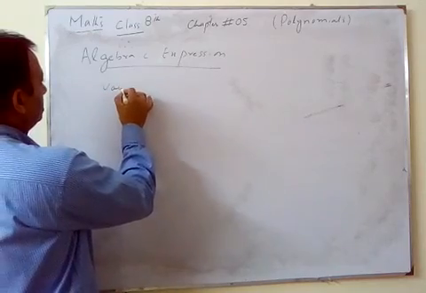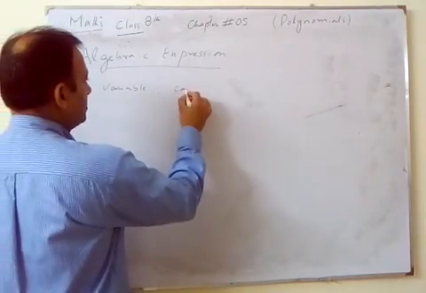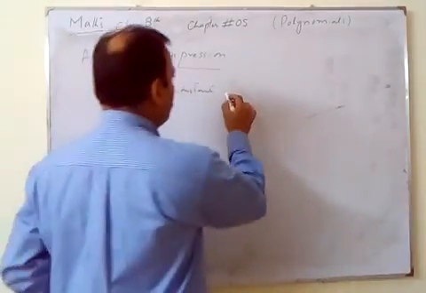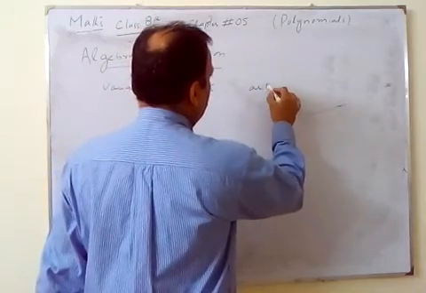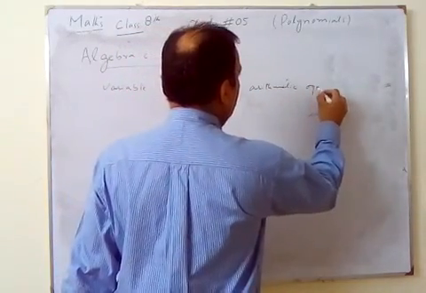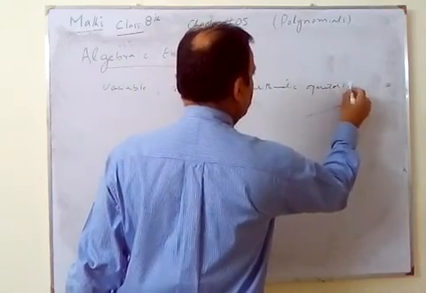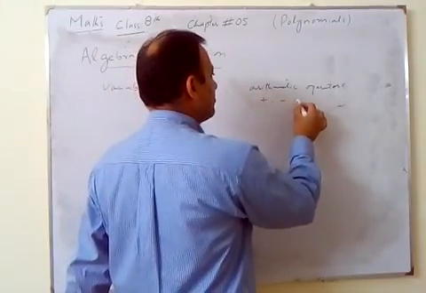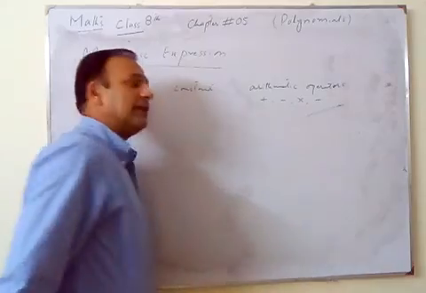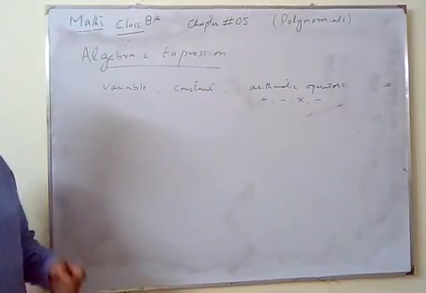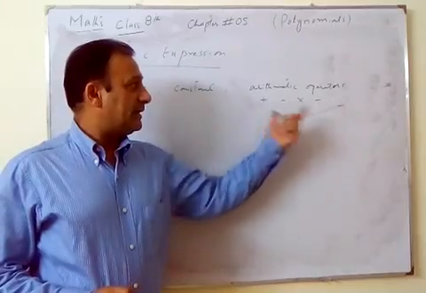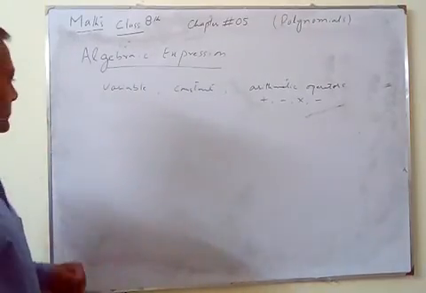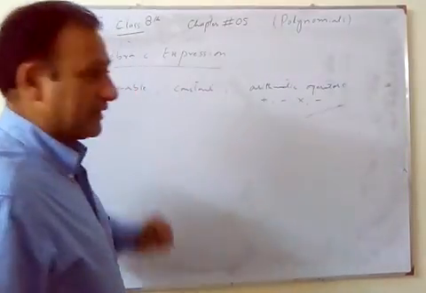Variable, constant, combination of variable and constant connected by arithmetic operators. What are the arithmetic operators? Arithmetic operators are plus, minus, multiply, divide. These are called arithmetic operators. And addition, subtraction, multiplication and division are called arithmetic operations. So what are the variables and constants?